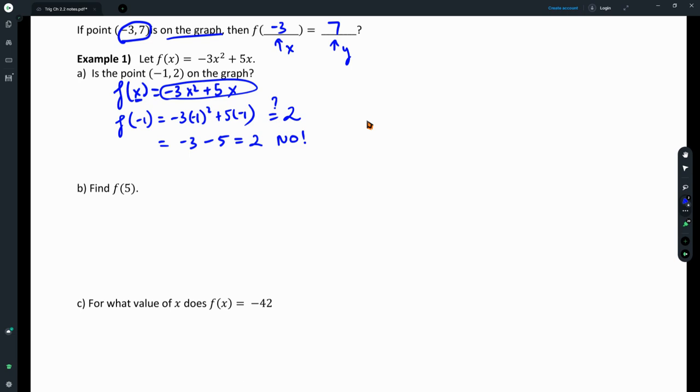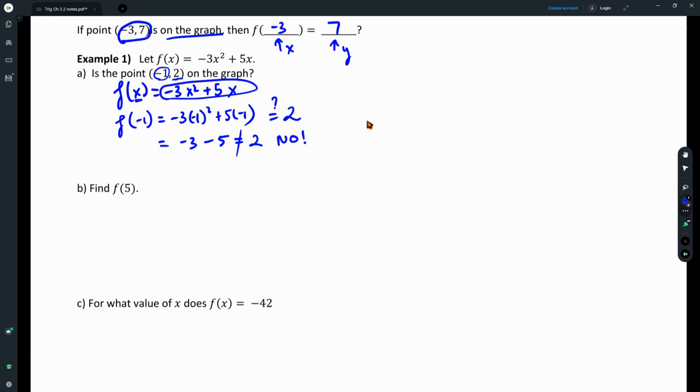Okay, so if you want to check if a point is on the graph, you put the x in for x, and then you solve it to see if it's equal to the y value. Okay, and it's not equal to 2. So that's not on the graph.